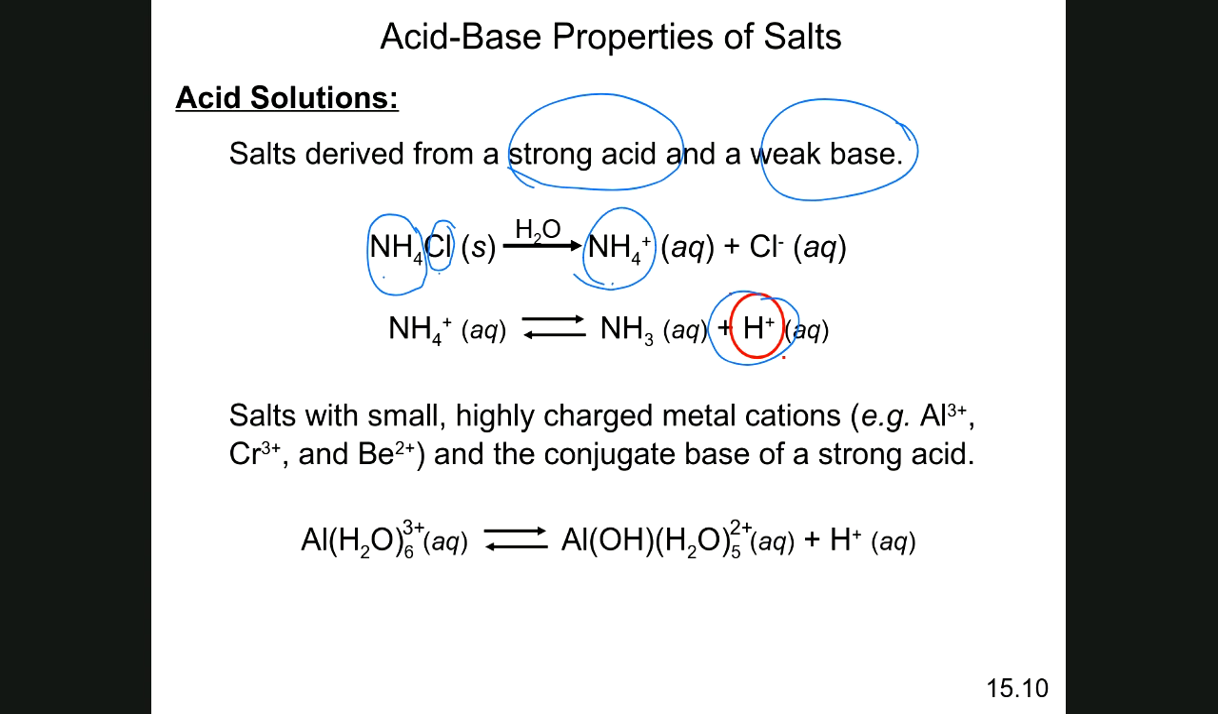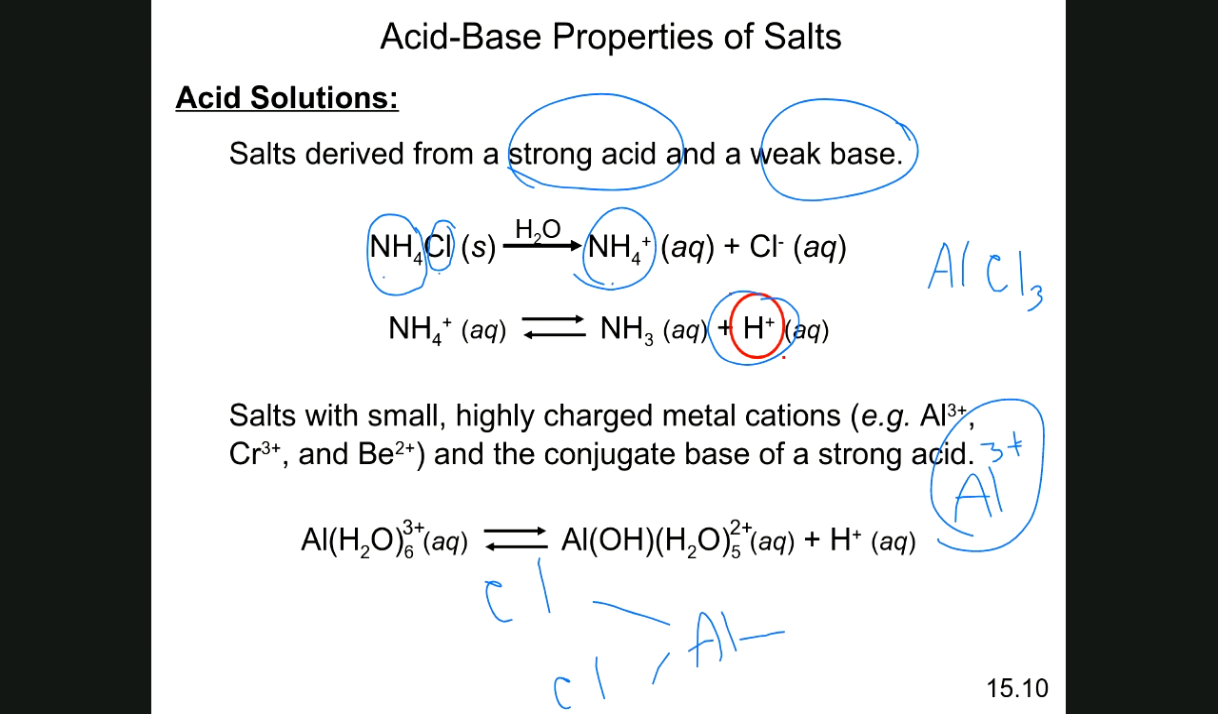If you have Al3+, this is acidic because it's looking for electrons. That's one of the exceptions. Let's say you have AlCl3. If you draw the Lewis structure for that, you're going to get this Lewis structure: Cl, that's aluminum, and Cl. That's the Lewis structure for AlCl3.